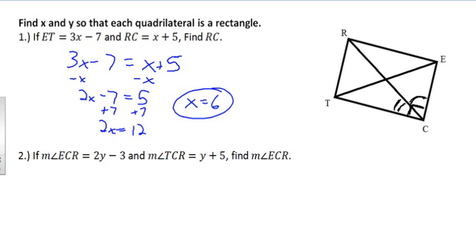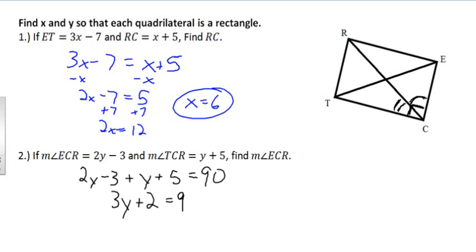So to solve that, I can just add my 2 angles together, because I know these are complementary, and set that equal to 90. Combine my like terms, I get 3y plus 2 is equal to 90. So 3y is 88 after I subtract 2 from both sides. And when I divide by the 3, I get y is 29 1/3.